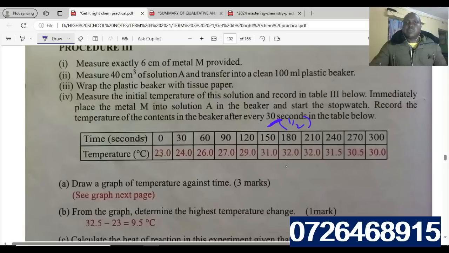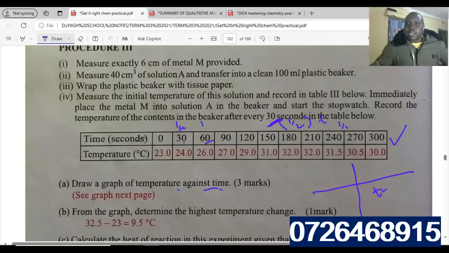Ukipewa sasa time in a half a minute, not an hour, half a minute, utasa tena unaanza unakwama nini? You should know that a minute and a half is the same as 90 seconds, and 1 minute is the same as 60 seconds. So there's no kuchanganyikiwa hapo. Now this graph I have showed you how it should look like. So you draw a graph of temperature against time. Temperature should be on the y-axis, time on the x-axis.